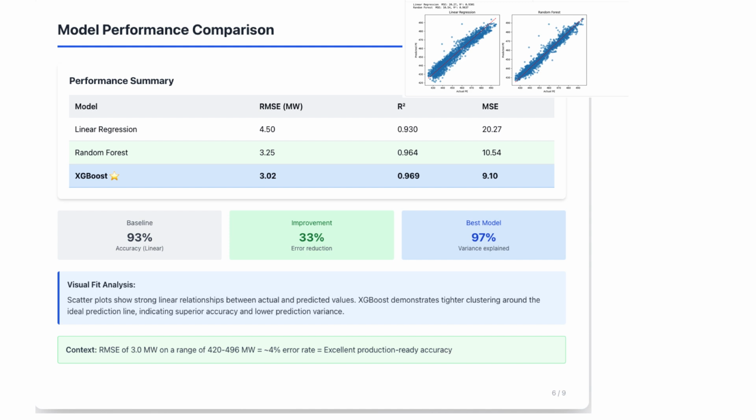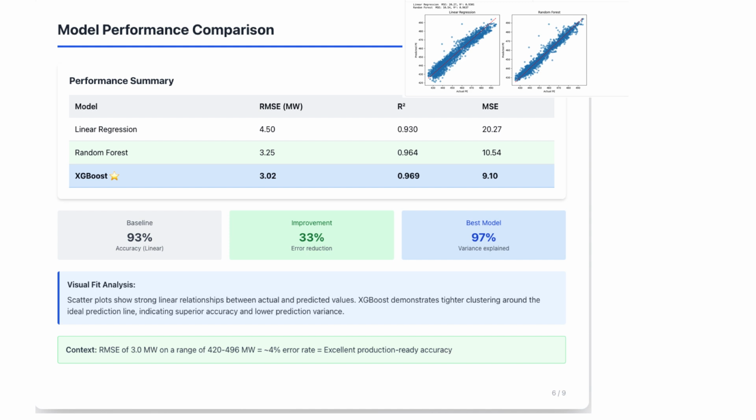Phase 5, evaluation of model performance. I split the data using the standard approach, 80% for training and 20% for the test set to evaluate. Within the training set, I use validation to compare models. Here are the results of the validation set. Linear regression achieved RMSE of 4.5 and R-squared of 0.93. That's 93% of variance explained. This strong baseline confirms the fundamentally linear relationship in our data.